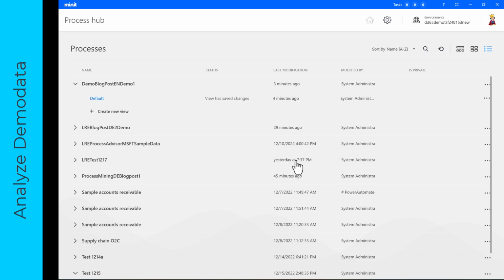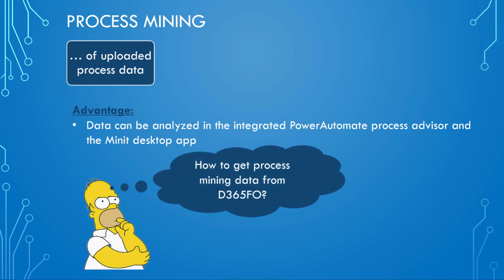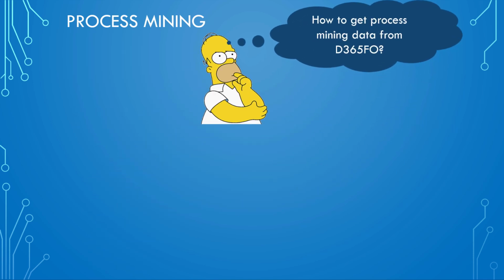Now let's go back to my PowerPoint, where I want to show you how we can analyze actual data from our operational systems, and not do a demo based on demo data. So here a short review, and the advantage that we saw of using process data from our own systems. And the advantage is, of course, that you can use Power Automate or the Minit desktop app to analyze the data. Now the big question is, how can we get our process mining data from Finance and Operations or any other system that you have?